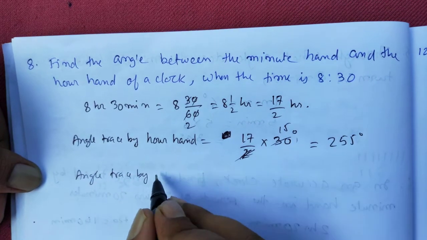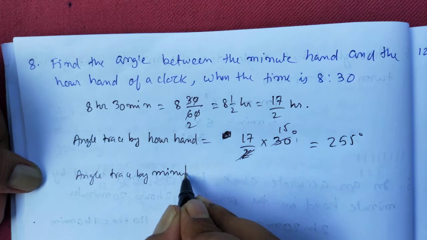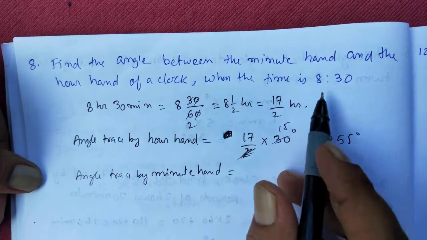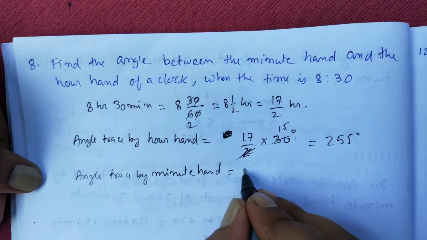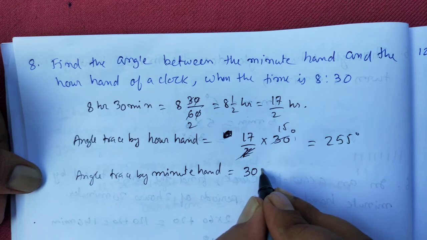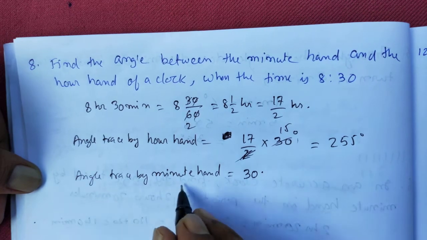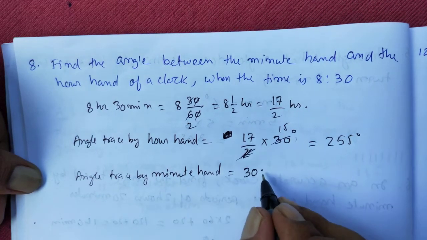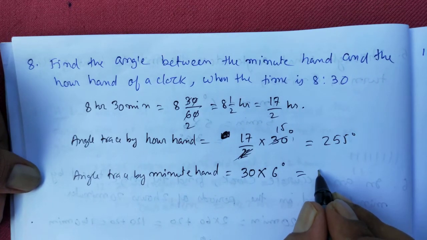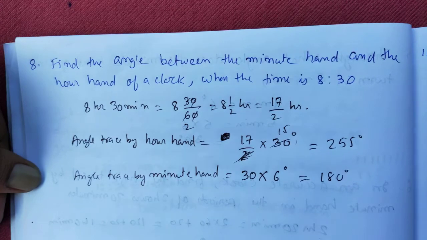Now we'll find the angle traced by the minute hand. Minute hand means 30 minutes, so you'll multiply. The minute hand covers 6 degrees in 1 minute, so the angle traced by the minute hand in 30 minutes will be 30 into 6 degrees, so 6 3s are 180 degrees.